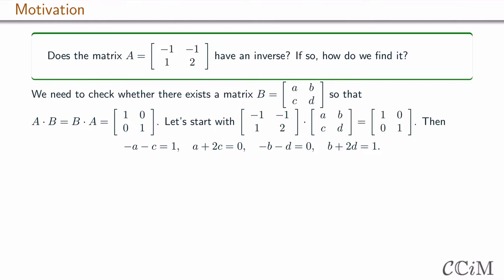So here are the four equations that I'm going to end up with. Minus A minus C needs to equal 1. A plus 2C needs to equal 0. And then two similar equations for B and D. So these first two equations can be used to solve for A and C. I simply add these two equations to each other.